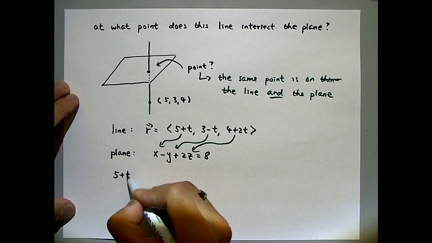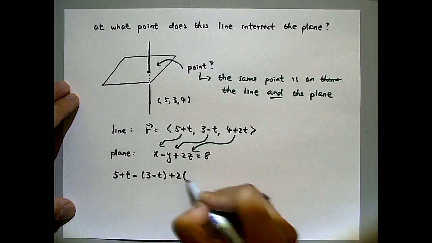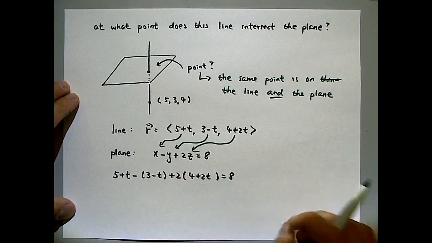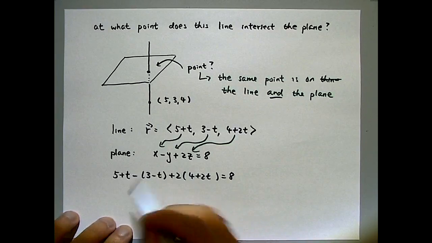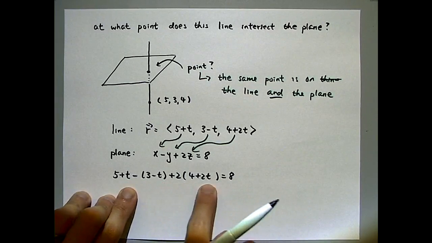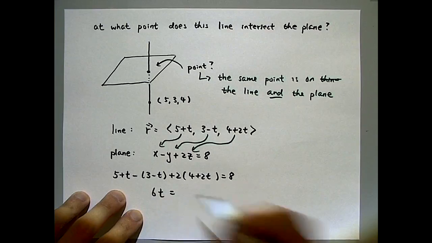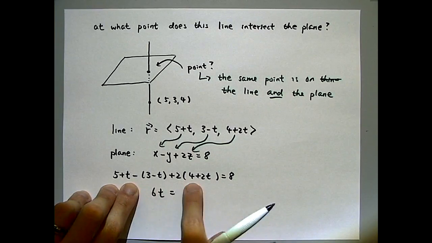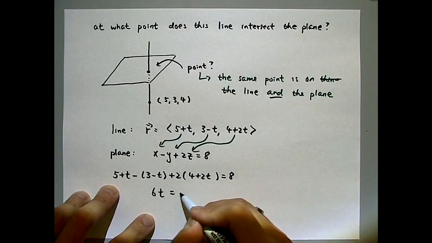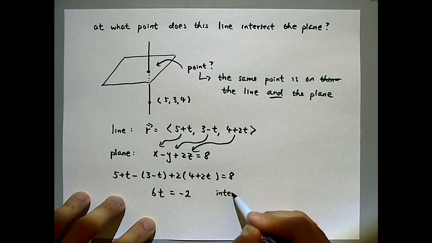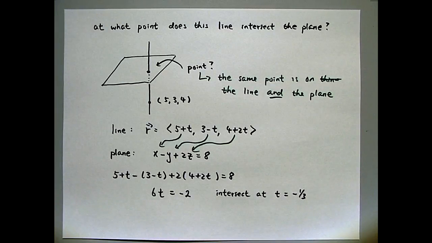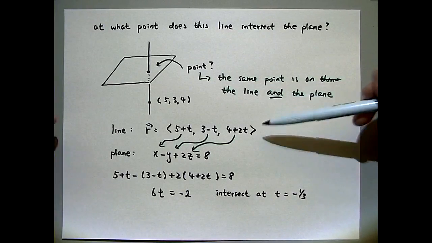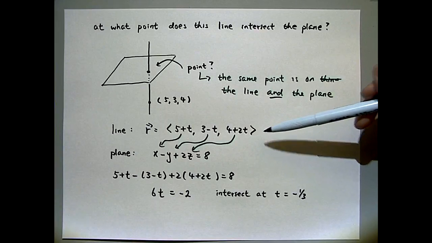We get 5 plus t minus 3 minus t plus 2 times 4 plus 2t is equal to 8. And simplify this a little bit, we get t plus t plus 4t, so that's 6t, equal to, we have 5 minus 3, that's a 2, plus 8, and there's an 8 on the other side, so that gives me negative 2. This means that the intersection happens at t equal to minus 1 over 3. And once I know at what t it happens, the line will provide me everything I need to find the x, y, and z components of that point.